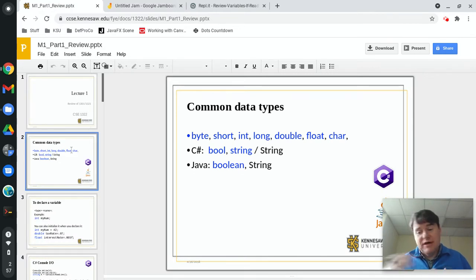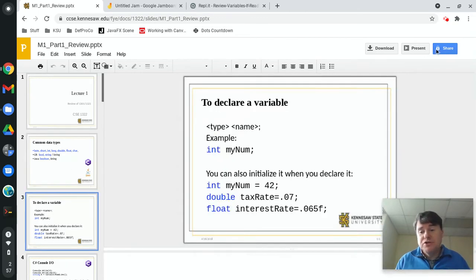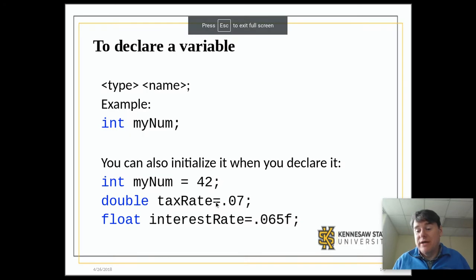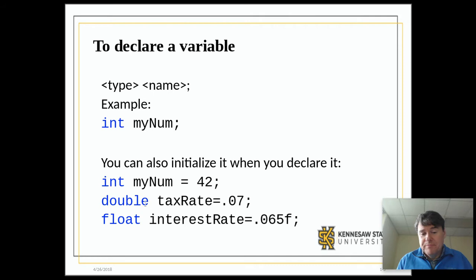In both Java and in C#, you're going to put the type of the variable followed by the name of the variable. Optionally, if you want to, you can go ahead and give it a value at the same time that you're doing it. So it's perfectly valid to say int myNumber, semicolon. You can also say int myNumber equals 42, semicolon, and that of course initializes it at the same time that you're creating it. If you're looking at this last one down here, you might wonder why there's an F at the end. And the reason for that is sometimes you need to specify that the value that you're putting in is specifically to be treated as a float.